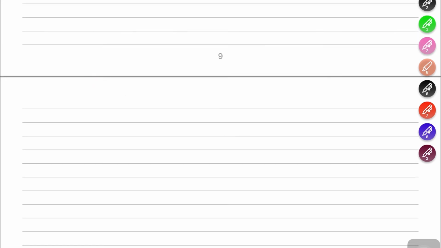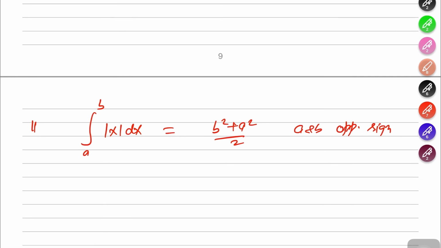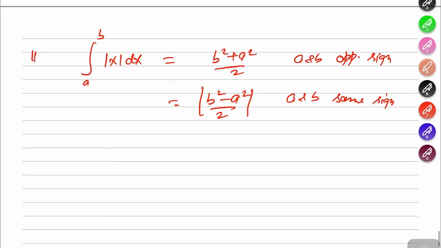So just a summary of what we have done. The integral of mod x dx from a to b will be half of (b square plus a square) if a and b have opposite signs. And it is equal to (b square minus a square) by 2, in absolute value, meaning a positive value, if a and b have the same sign.